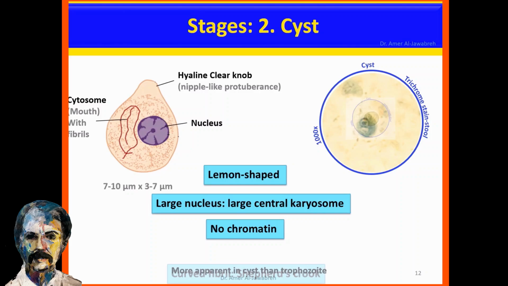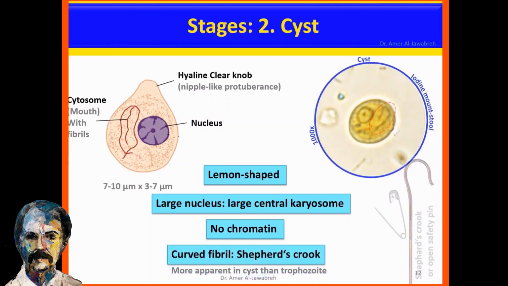And if you look here, curved fibril, shepherd's crook, this one, shepherd's crook or open safety pin again. And it's even clearer, more apparent in the cyst than the trophozoite. So we see this feature in the cyst more than the trophozoite, but it exists in both. If you look here, this is the shepherd's crook.